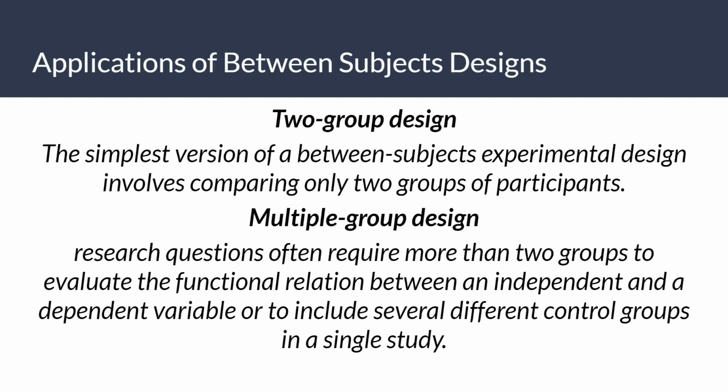Here's the application of between subjects design. Sometimes you can do a between subjects design with just two groups. That's the simplest version of the between subject design. However, you can also do between subjects design when you're dealing with multiple groups, because there are research questions that require more than two groups to evaluate functional relation between an independent variable and a dependent variable. So now, statistically speaking, when we are comparing two groups, again, we're going to use t-test, but when we are comparing three or more groups, we can use ANOVA. And that's how we relate statistics with experimental psychology.